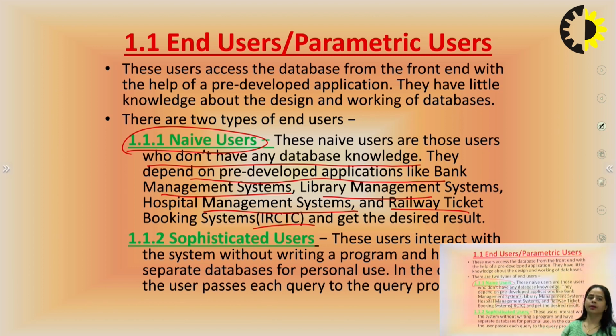For example, a bank employee uses a single interface of any database management system. He or she does not have any complete technical or practical knowledge about that software they are using. Next, your sophisticated user. What are the sophisticated users? These users interact with the system without writing a program. Basically, they also use the database management system but do not write a program to interact with the DBMS, and have a separate database for personal use. In the database, the user passes each query to the query processor. These are the sophisticated users.